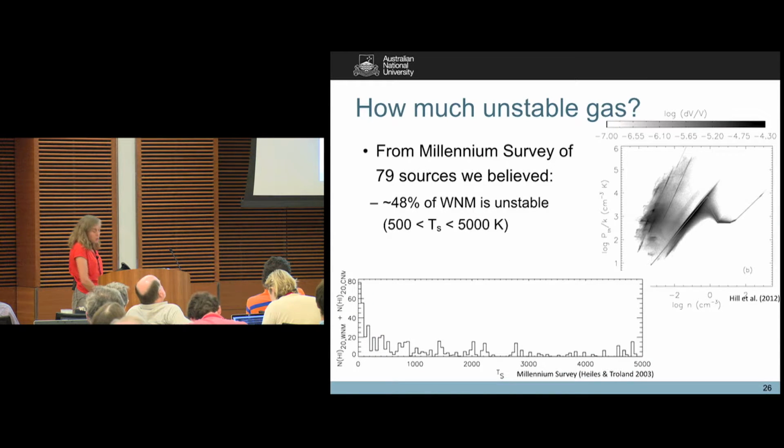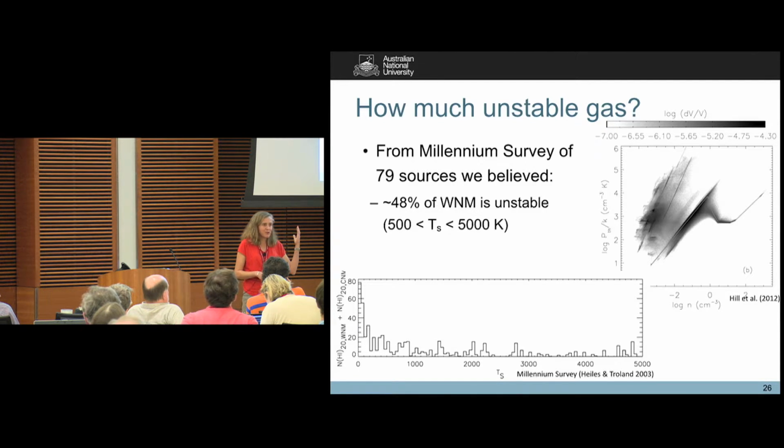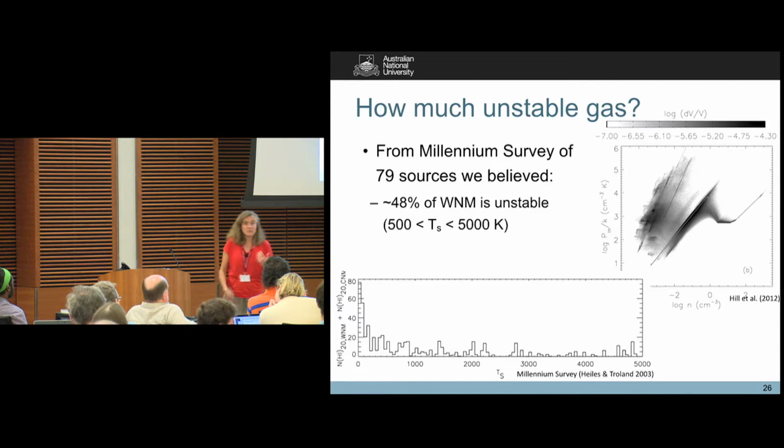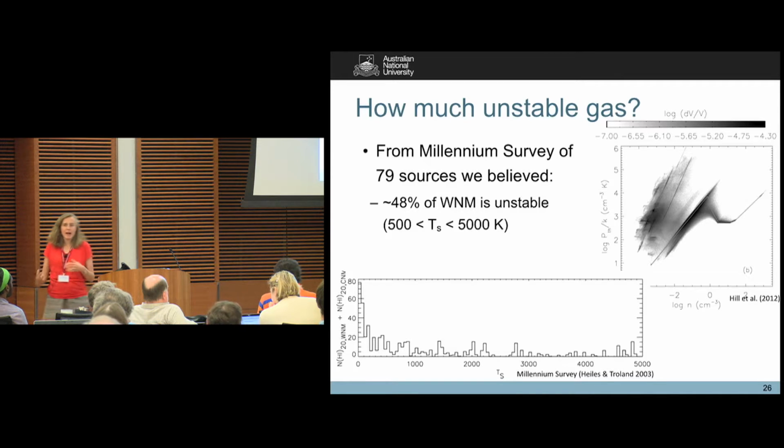Continuing on my whirlwind tour, how much unstable gas is there? So we saw at the very first slide that Adam showed this morning a pressure diagram, something that looks similar to this. This is from Hill et al. simulations, where you see gas in the two stable phases, and then there's the unstable phase, which is populated to some percentage. And one of the things that we want to know in the Milky Way is how much gas is in that unstable phase.